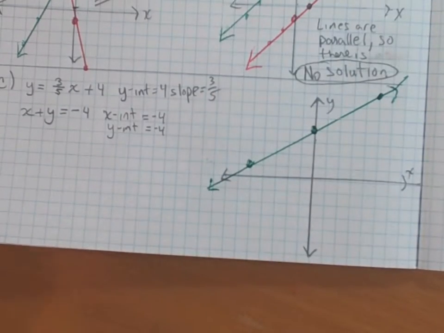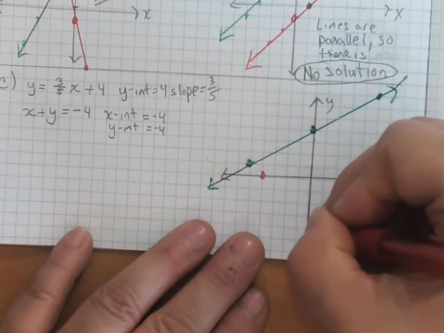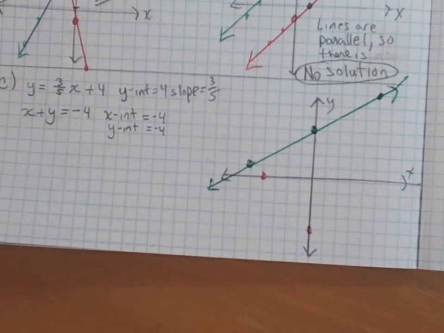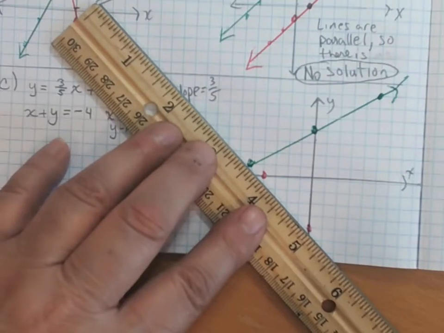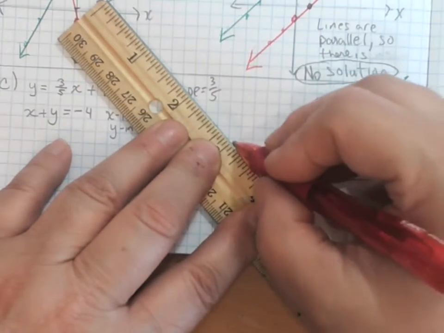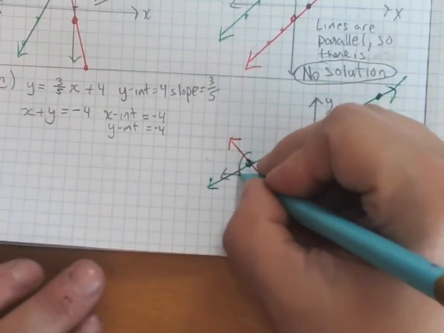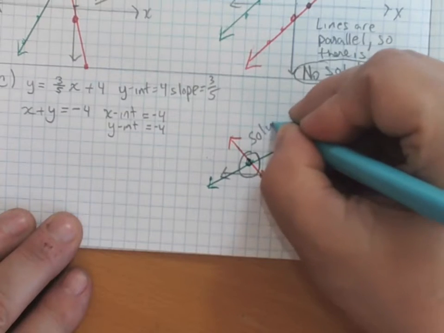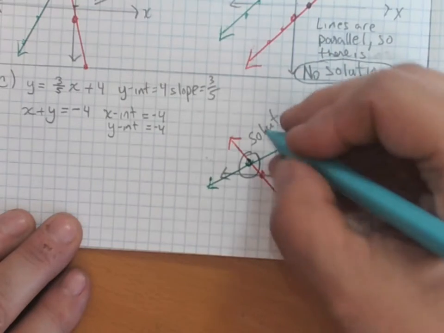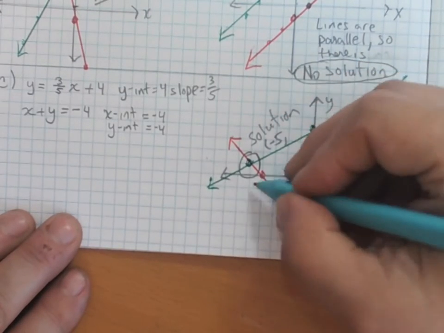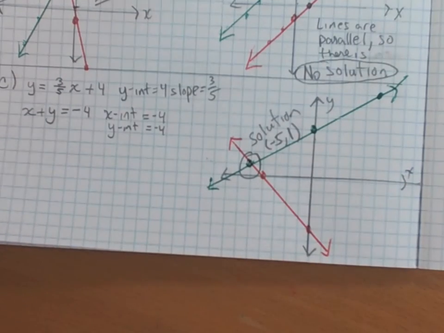Let me do that in another color. So -4 for x, 1, 2, 3, 4. 1, 2, 3, 4 is my y-intercept. So there's my line. And so we can see that they have a solution right here. And that is located at -5, comma, +1. Okay? All right, so just a different method. So it's time for you to practice.